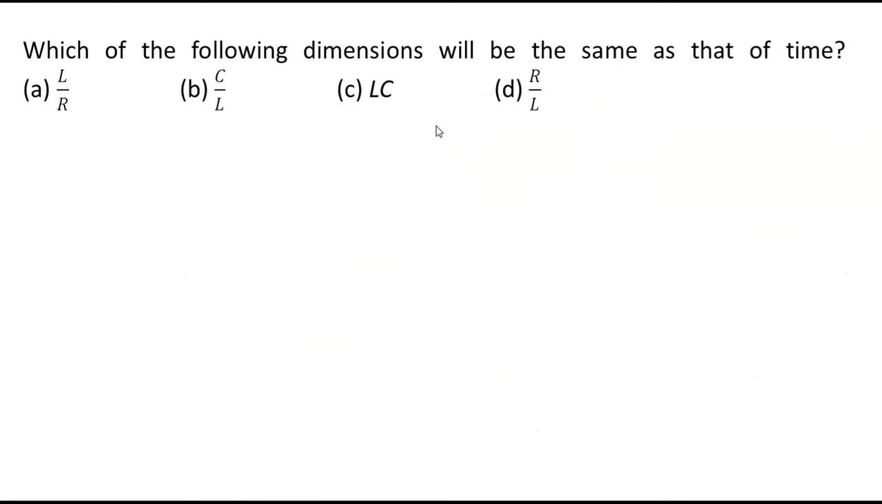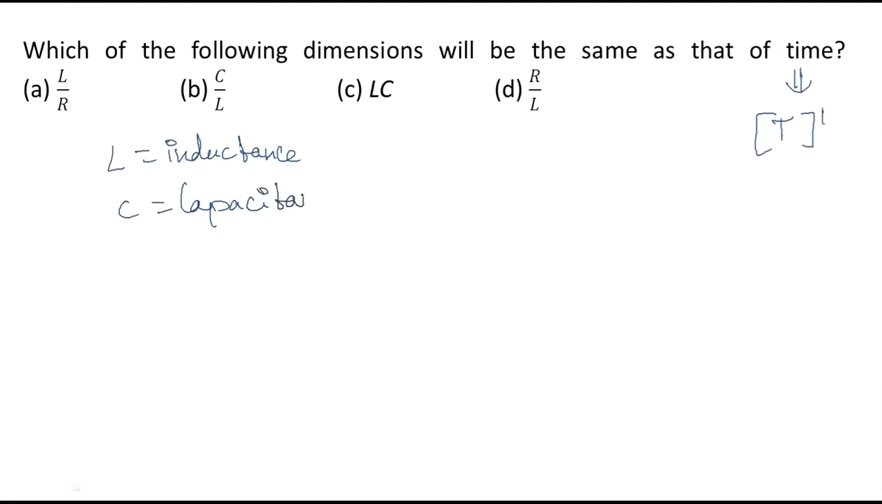Then the next question: which of the following dimensions will be the same as that of time? So we know the dimension of time is nothing but T power 1. We should know what L, R and C are. L is inductance, C is capacitance, then R is resistance.